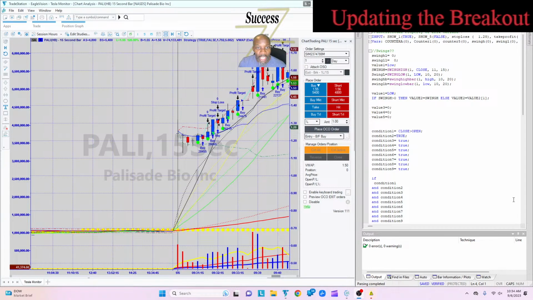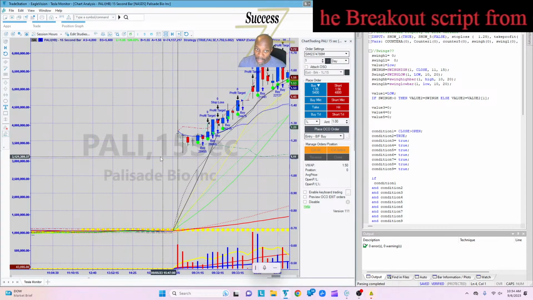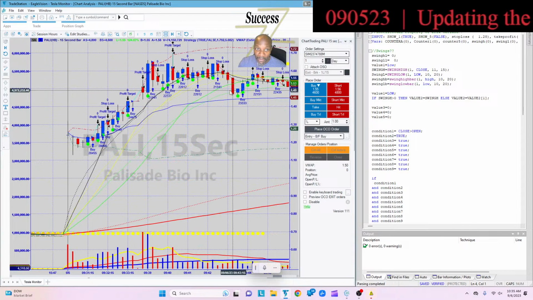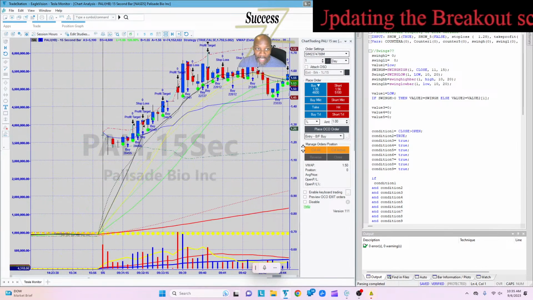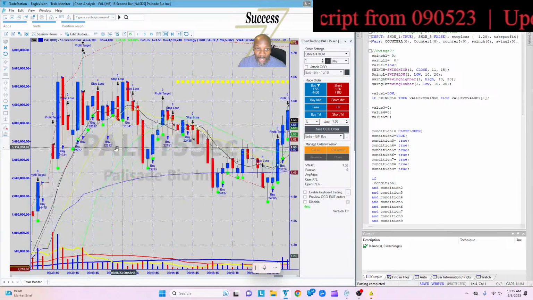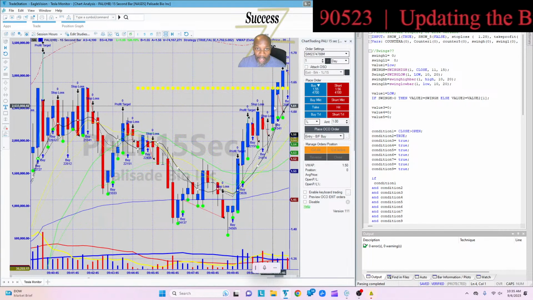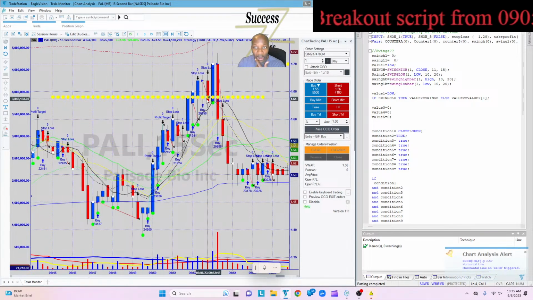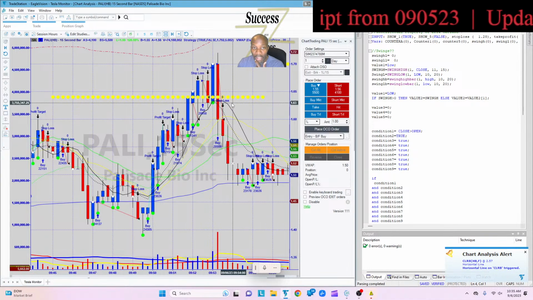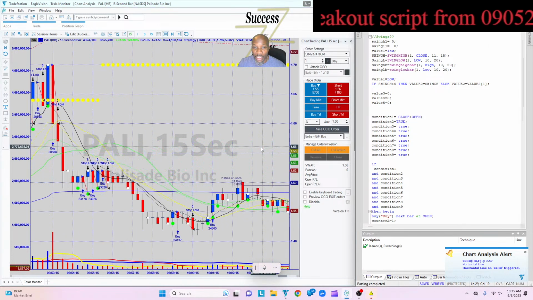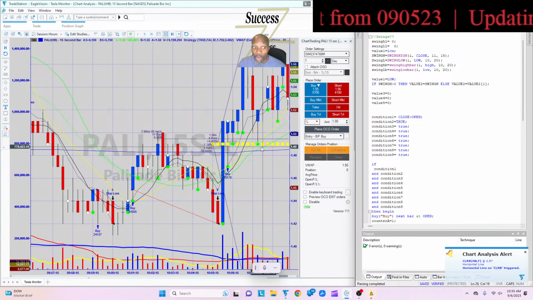How can we improve? You know what? That's not right. How do I know that's not right? Because it shouldn't have taken all these trades. We're making a breakout trade, and these breakouts should have only happened right here when it crosses this yellow line. So something is happening to give us way more entries.